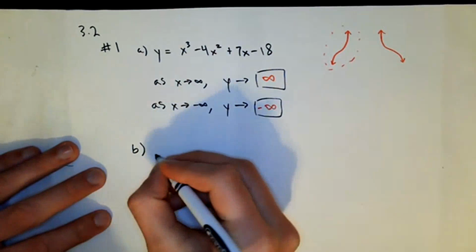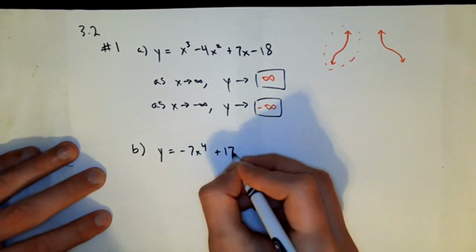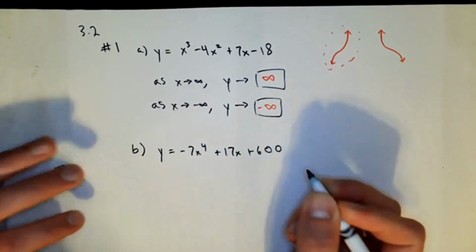All right, now part B is y equals negative 7x to the 4th plus 17x plus 600.